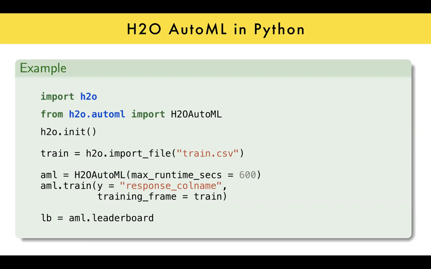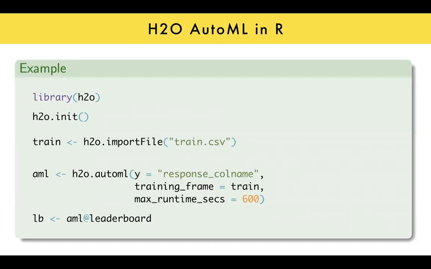And then let me show you next, just in R. Same thing, just one line of code this time instead of two. So we start up the H2O cluster, import the data, and then we've got the h2o.automl function, and all the arguments go in there.